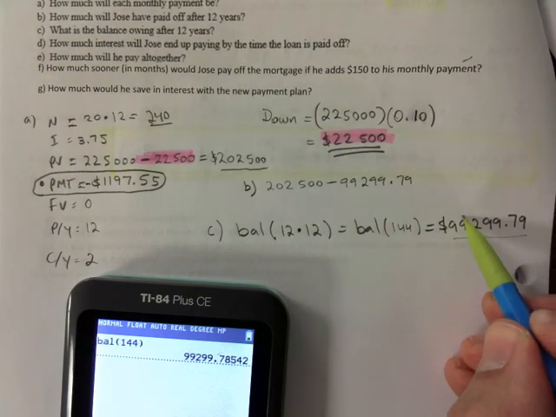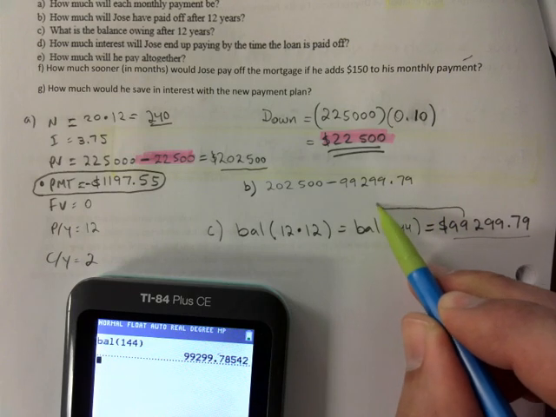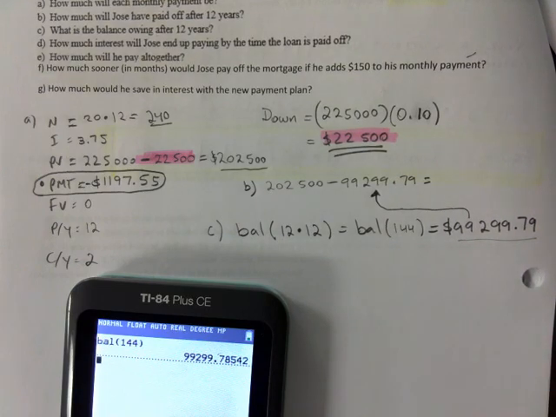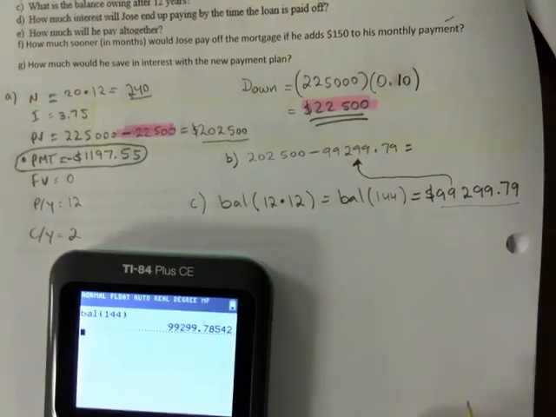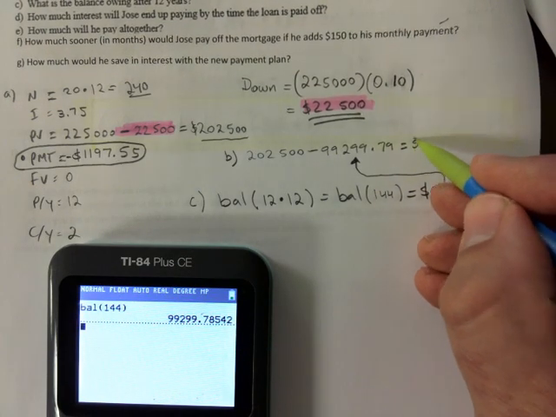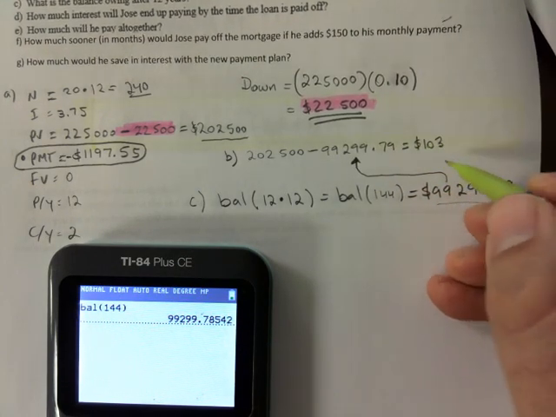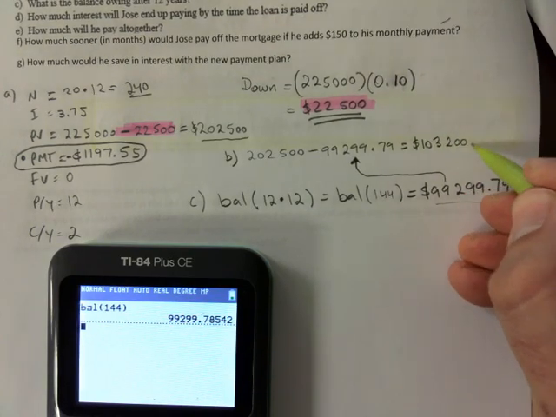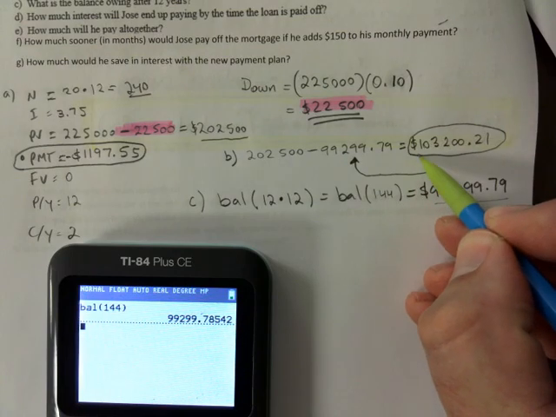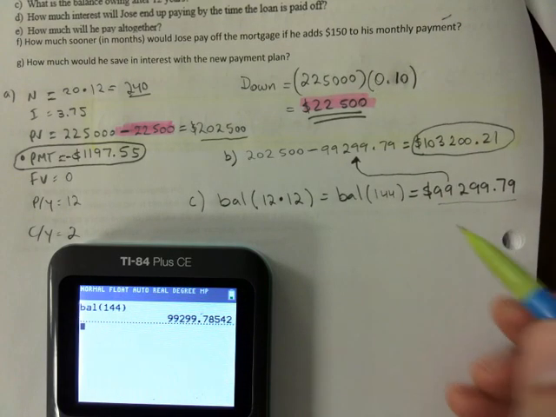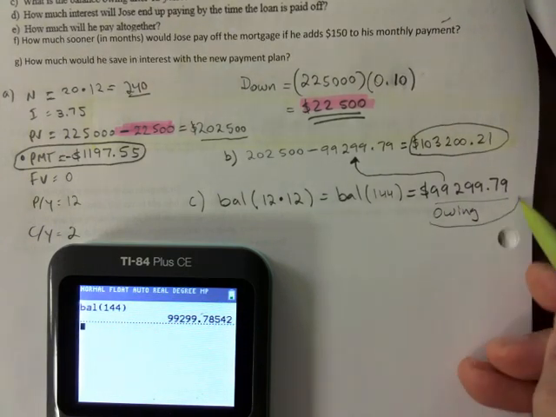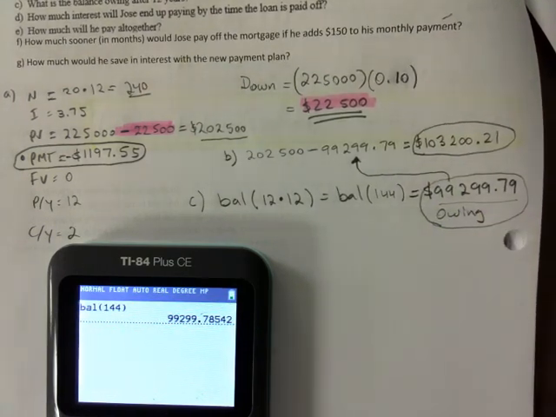I'm going to actually make an arrow from here going up. So you're like, where did we get that number from? Because we kind of did C before B. So here you do that. And the answer is 103,200.21. That's how much has been paid off after 12 years. This is how much is still owing after 12 years.